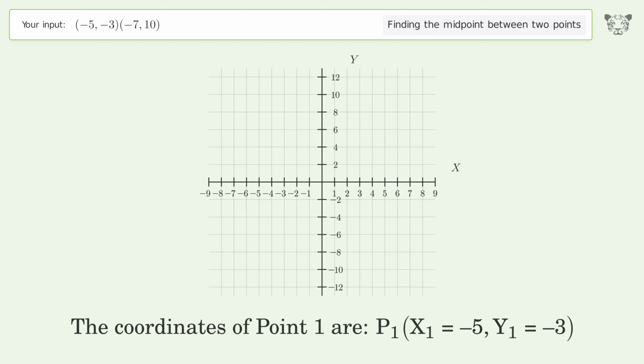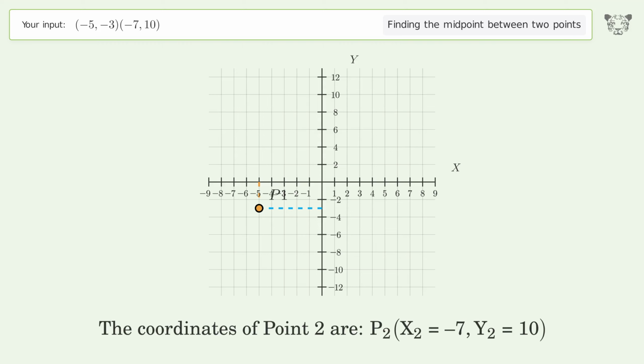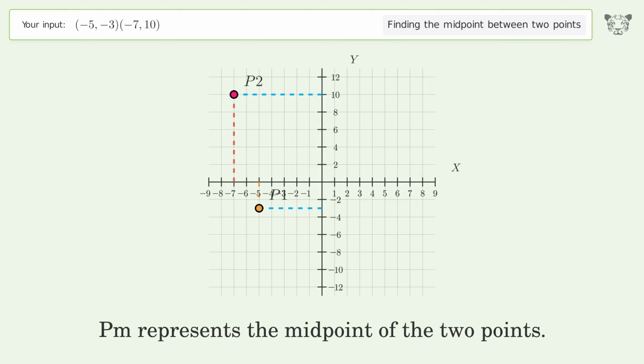The coordinates of point 1 are, x1 equals -5, y1 equals -3. The coordinates of point 2 are, x2 equals -7, y2 equals 10. PM represents the midpoint of the 2 points.